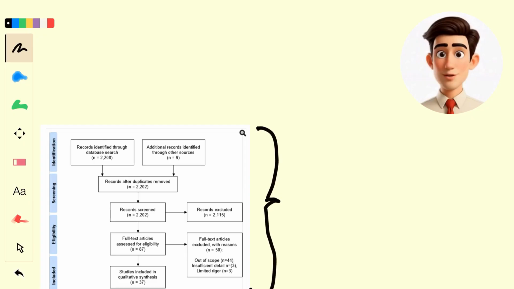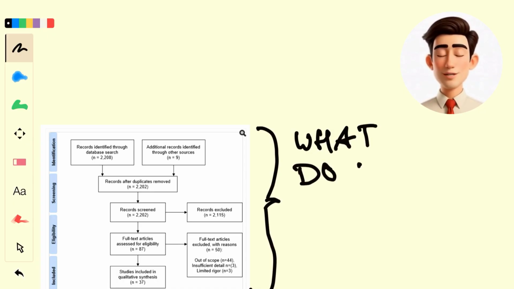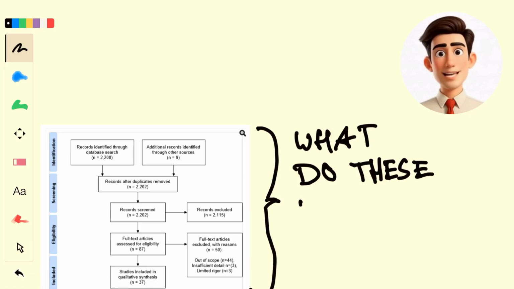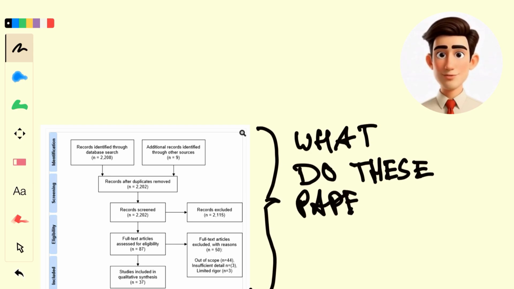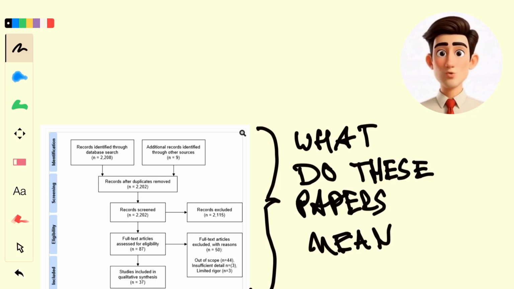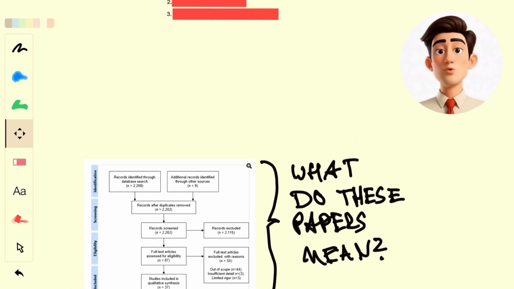Because here is the problem. Many students think that once they have applied the PRISMA flow diagram, they also have a strong literature review. But they don't. They have documented how they found their papers, but they have not yet explained what those papers mean, which is the core purpose of any literature review. And that is the one thing most students misunderstand about PRISMA. But there is a simple way to fix this.